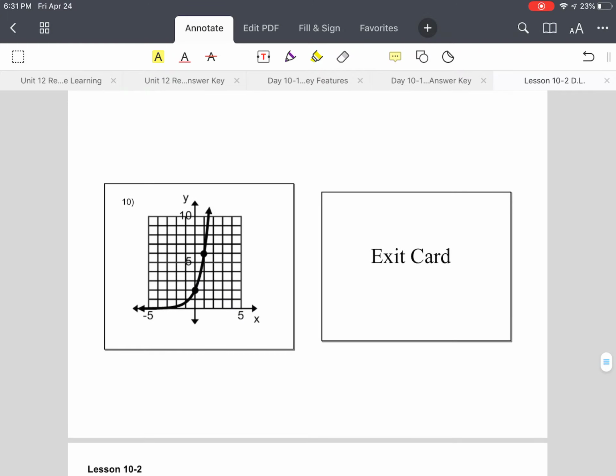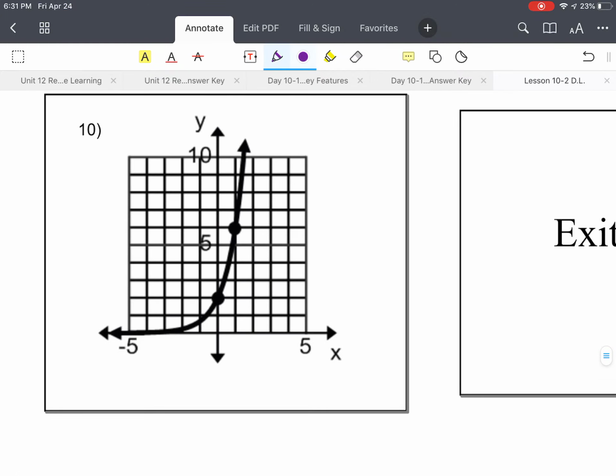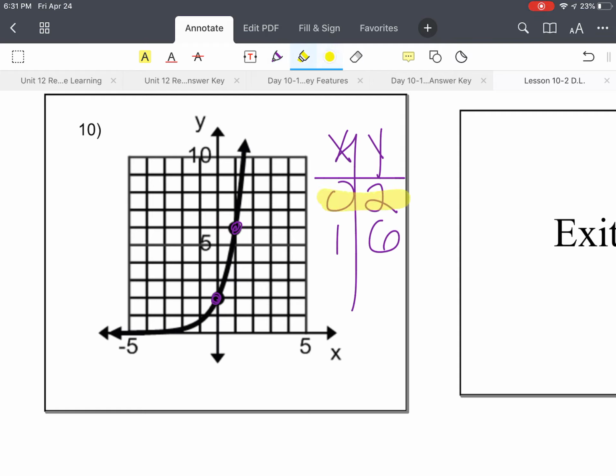Okay, and the last one. 0, 2, and 1, 6. That's the only 2 points I have. We only need 2 points as long as one of them is the y-intercept. So then we have y equals 2, parenthesis to the x. I don't know what goes in that parenthesis yet. This is a growth because the graph is going up, which means the number in the parenthesis will be bigger than 1, will be greater than 1.